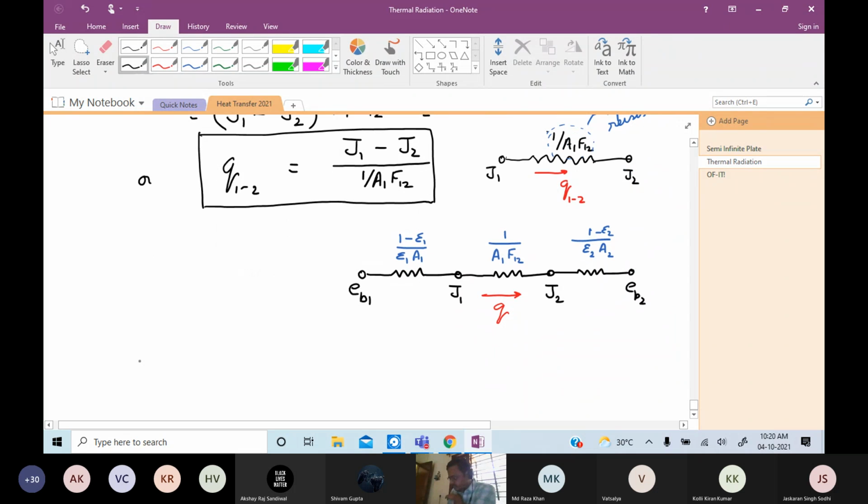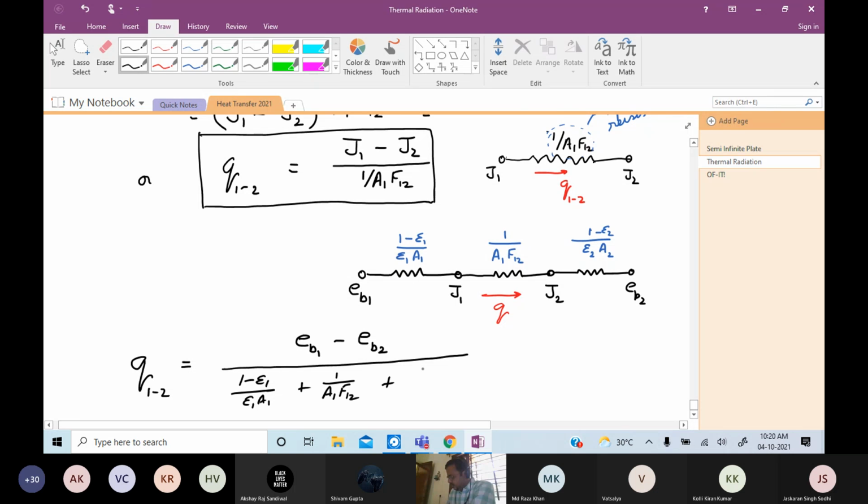So therefore, what can I write? I can write Q1 to 2 is going to be EB1 minus EB2 divided by 1 minus epsilon 1 over epsilon 1 A1 plus 1 over A1 F12 plus 1 minus epsilon 2 divided by epsilon 2 A2. Or sigma T1 to the power 4 minus T2 to the power 4 divided by this denominator.